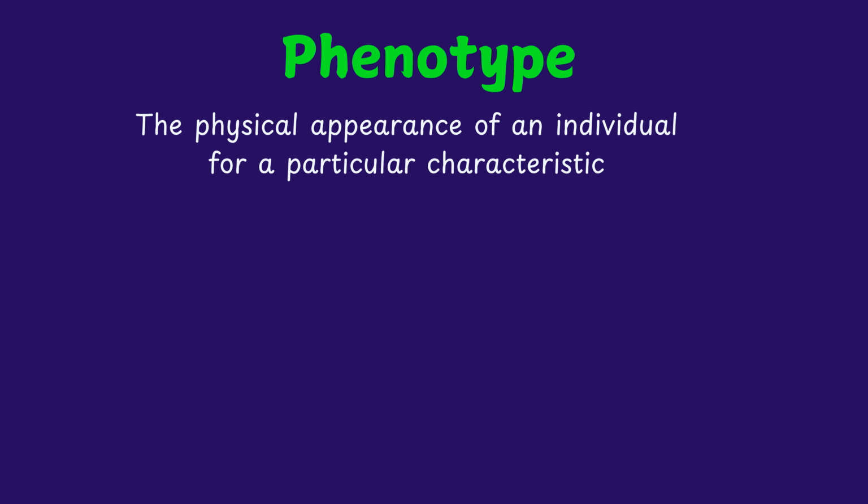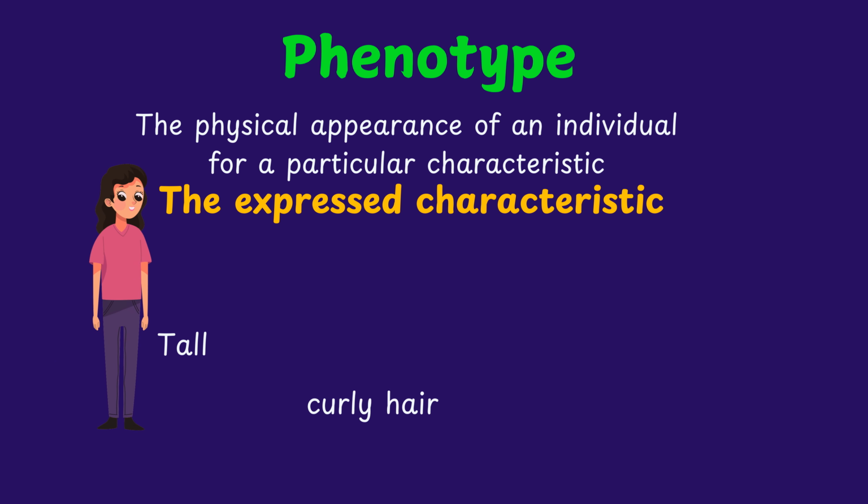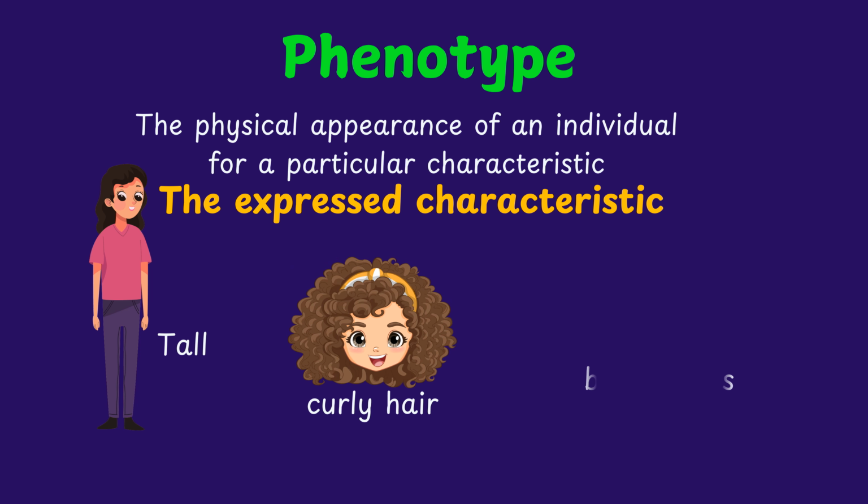The next word is phenotype. Phenotype is the physical appearance of an individual for a particular characteristic. The phenotype is the expressed characteristic. For example, a phenotype could be tall. A phenotype could be curly hair. The phenotype could also be brown eyes. So the phenotype is what we are seeing, the characteristic that is expressed.